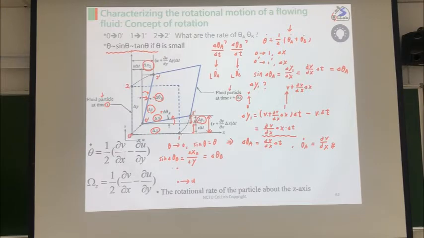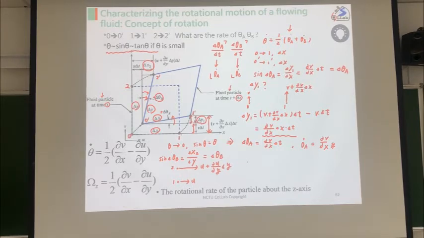But if we change the point to 2, then the velocity along the x direction will change to u plus du. We assume the velocity along the x direction changes linearly with y. So we still have this equation, du/dy, multiplied by the delta y difference, because the points start from 0 to 2, so there is a delta y location difference.